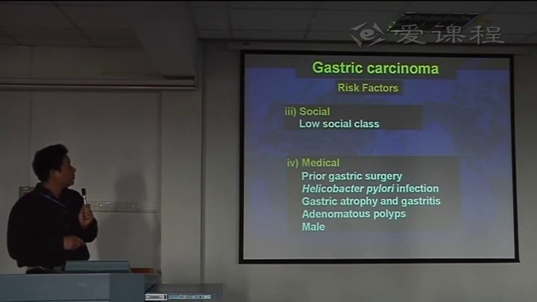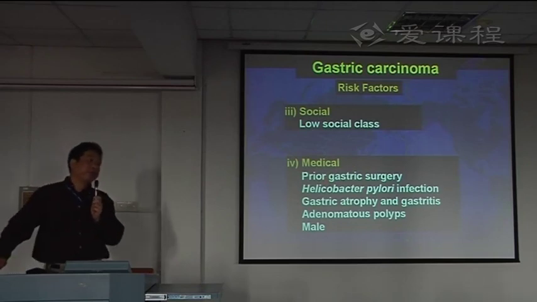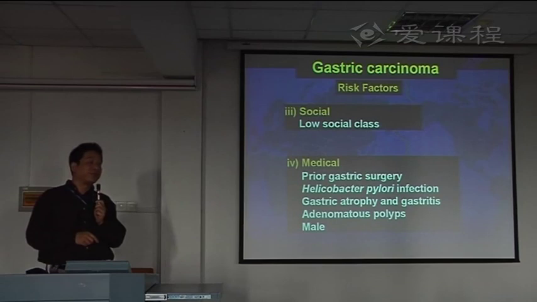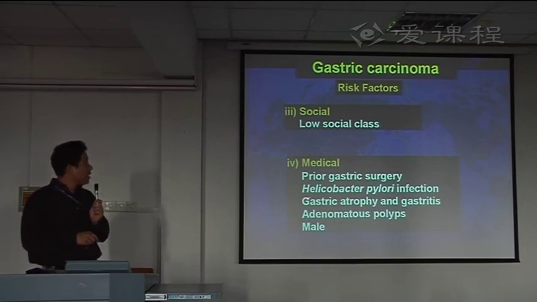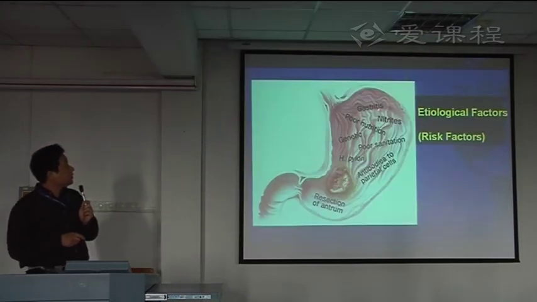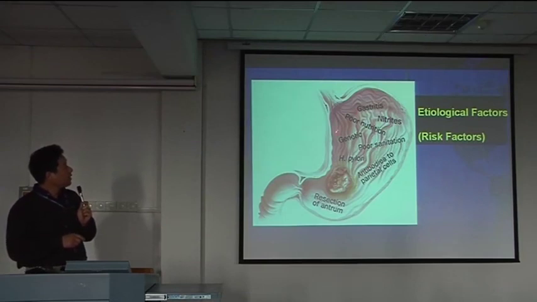And after previous gastrectomy, cancer usually takes place after 20 years. And H. pylori is very important in the pathogenesis of stomach cancer. Gastric atrophy, gastritis and polyps, especially male gender. Let's look at gastritis and poor nutrition, genetic factors, and so on.